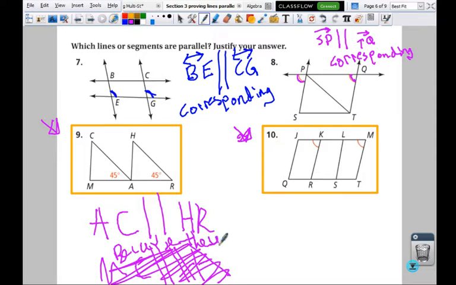What angles are those two 45s? Are they alternate interior, alternate exterior, same side interior, or corresponding? Corresponding. The two 45-degree angles are corresponding because they are in the same position.